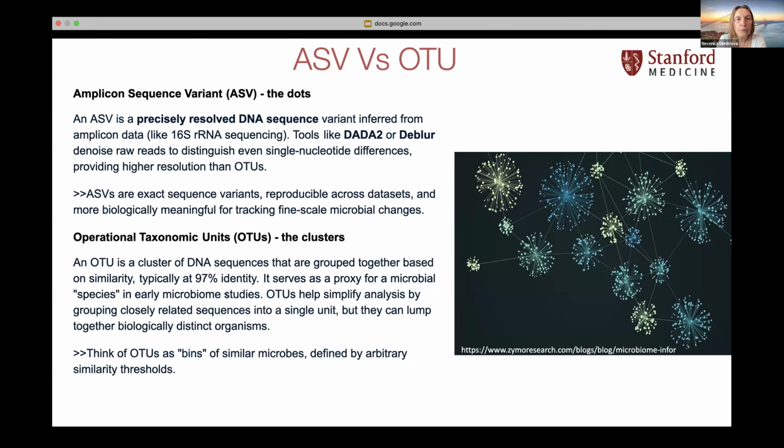And OTU is a cluster of DNA sequences. Typically, we cluster them, we're grouping them together based on similarity at 97% identity. So these OTUs help simplify the analysis by grouping closely related sequences. So with this, I think I can pass over to Amy.